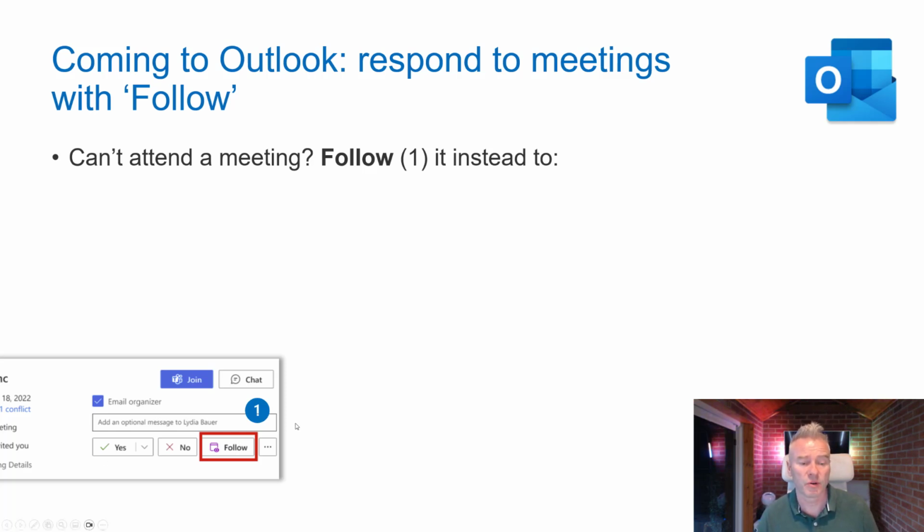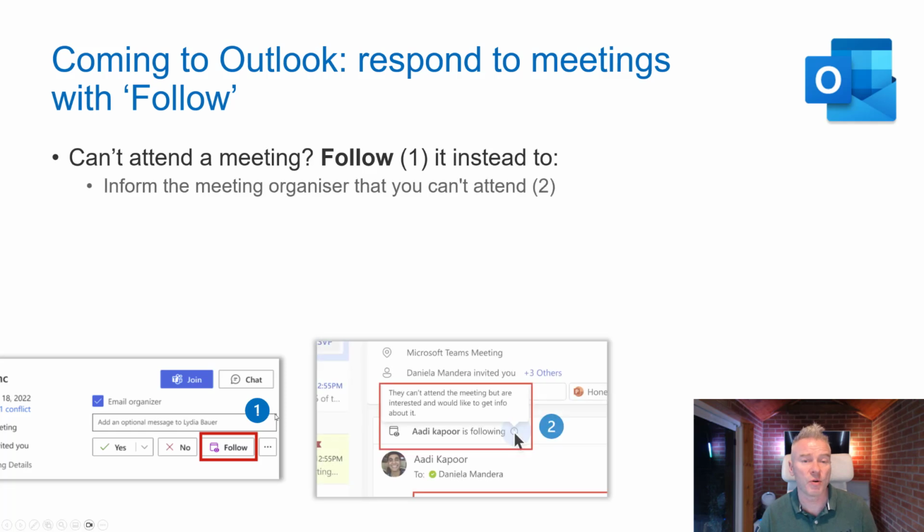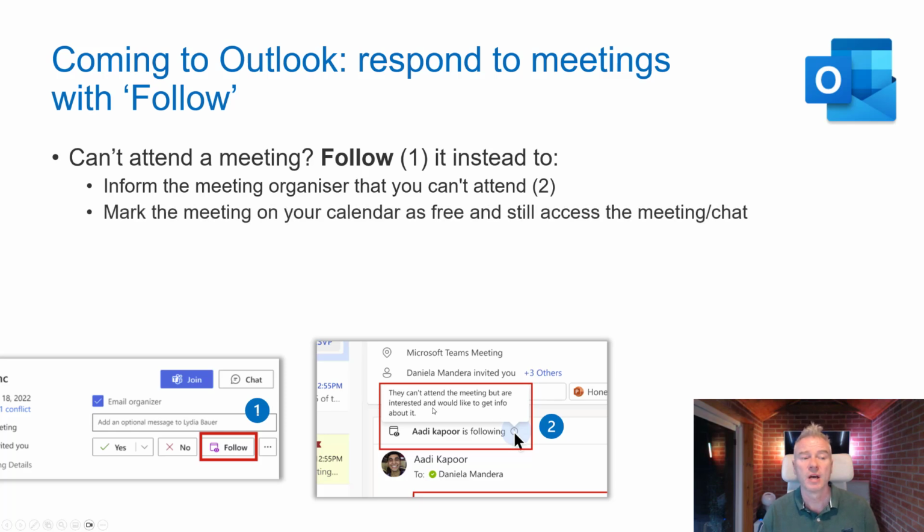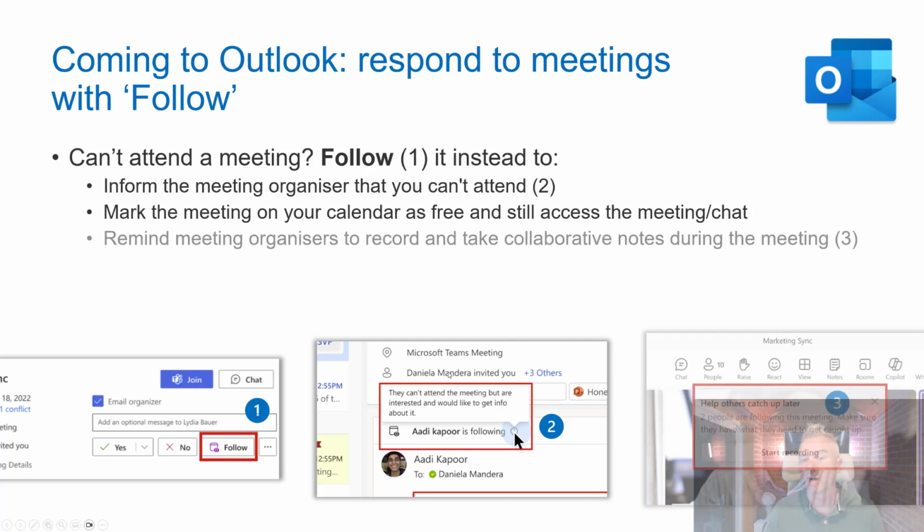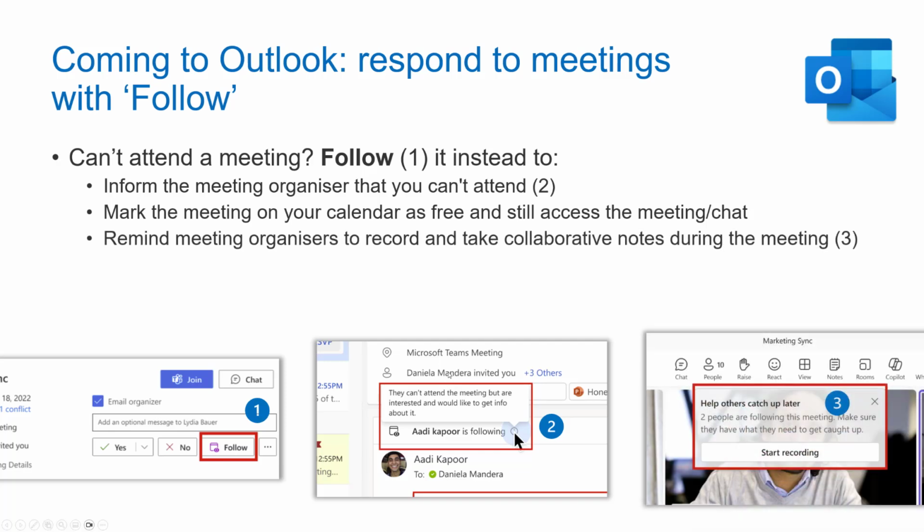The new Outlook for Windows is still, should we say, not ready. But anyway, look at this. You can follow this meeting, and it tells the person, okay, so Mark's not coming, but Mark is following. So it marks it in your calendar, so it's there, but it makes sure the time is free. But you can still go and access the meeting, all the details, the chat.